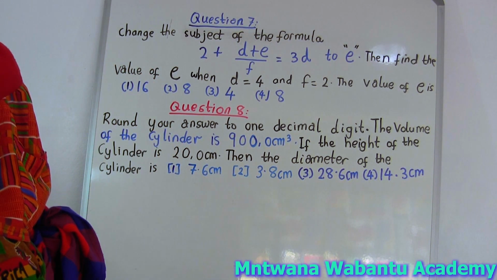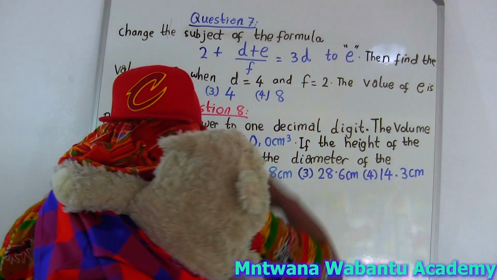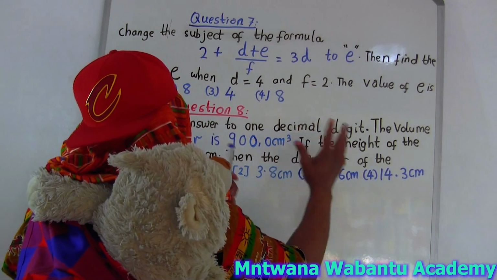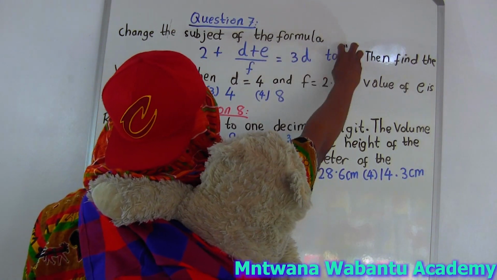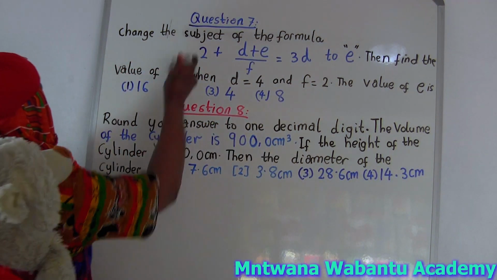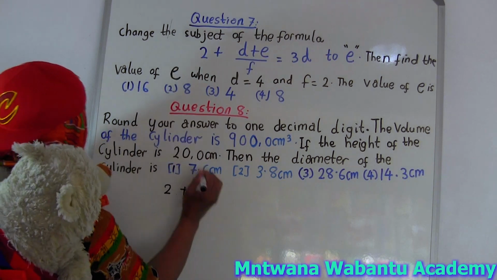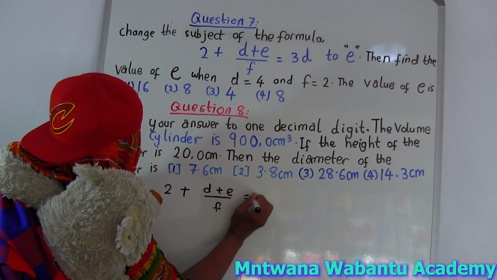Let's get started. This is question number 7. Change the subject of the formula to E. So we have to leave E separately. We have a bunch of stuff, but E has to be alone. So how are we going to do it? Let me do it right here. They give me 2 plus D plus E over F equal to 3D.